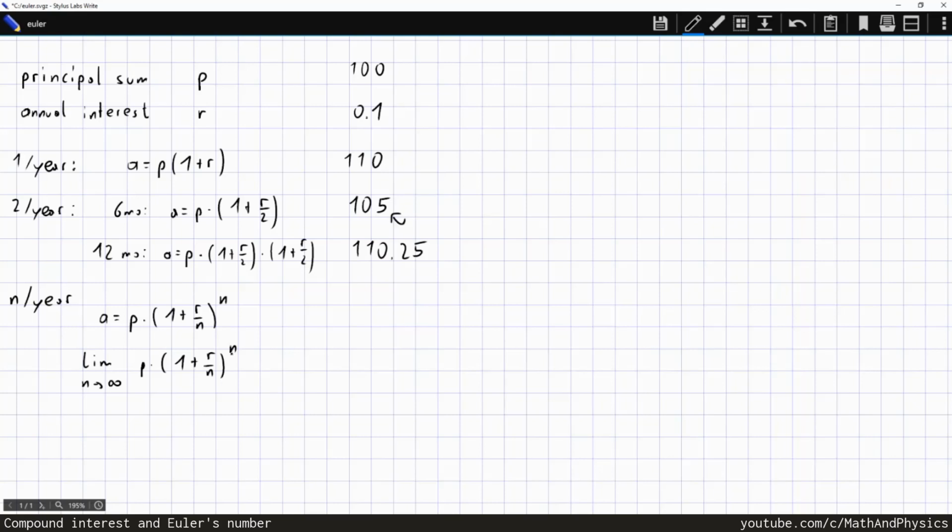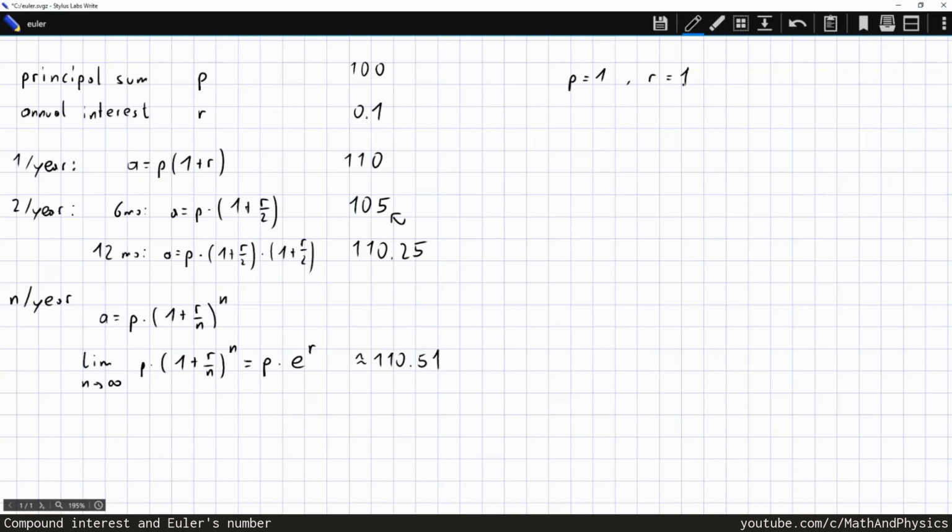If you know the exponential function, you already know the result of this computation, because this is exactly P times e to the R. And in our case, that gives approximately 110.51 euros, rounded down. But isn't it strange that the exponential function suddenly appeared out of nowhere in this simple thought experiment about interest rates? Let me illustrate this once more by putting P equal to 1 and R equal to 1.